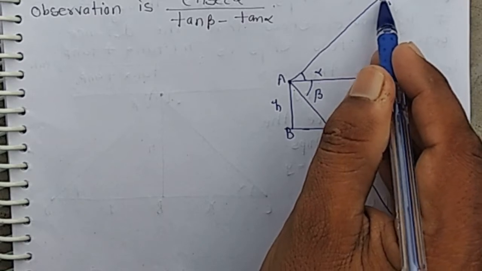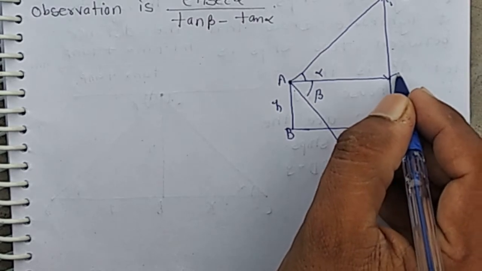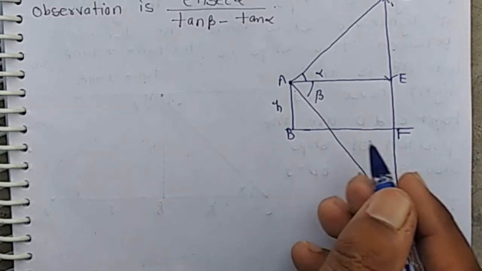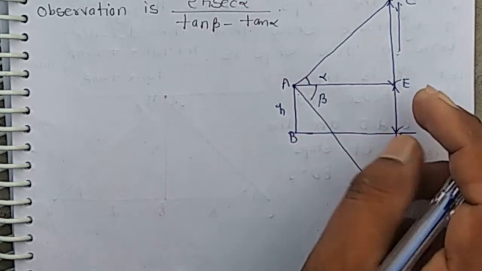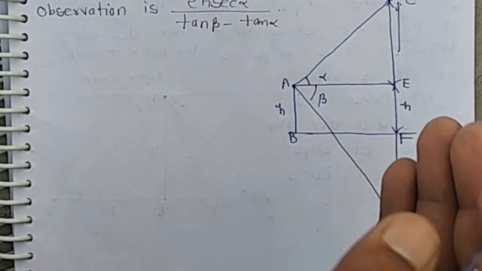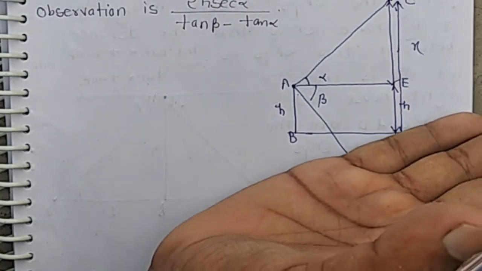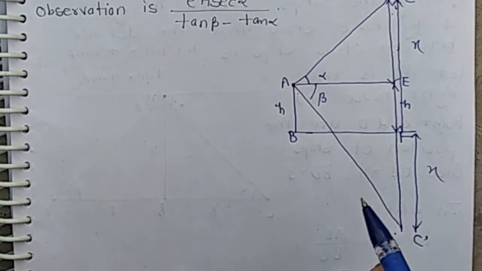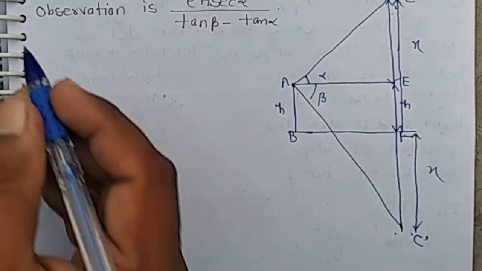Let this point be E, F, and H. AB equal EF, then it is also H. And we know that whatever height the cloud is above the lake, its reflection will be formed at that same depth. Means FC is equal to CF. FC dash is equal to CF.